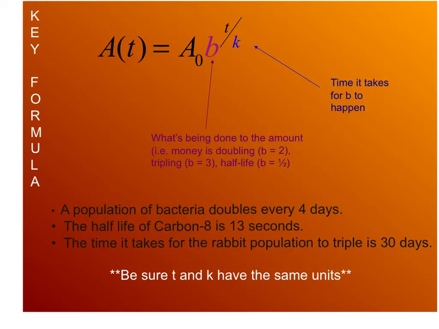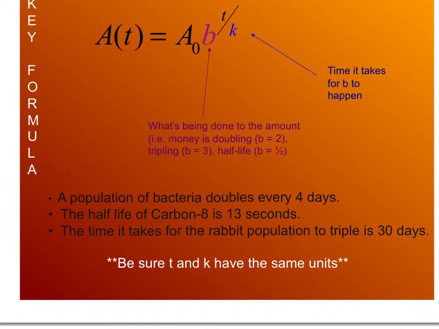So if we take a look at just this first line here, a population of bacteria doubles every 4 days. Well, the doubling, that's your key word. So in this case, your b value would be 2. And since it doubles every 4 days and b and k go together, your k value would be 4 there. We could go through the other two examples, but they're going to follow the same way. In this one, your key word is half-life. Your b would be a half. And for tripling, your b would be 3.